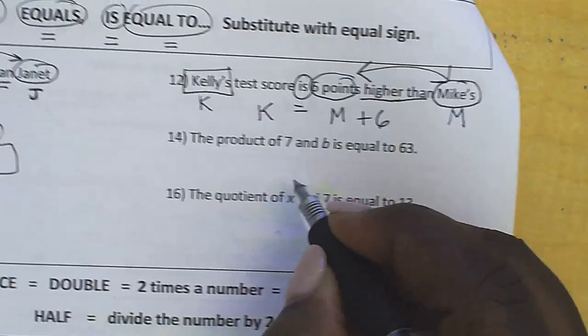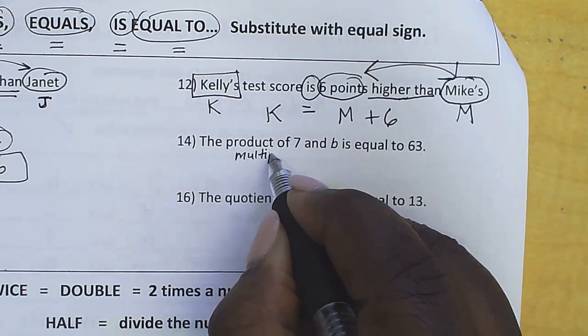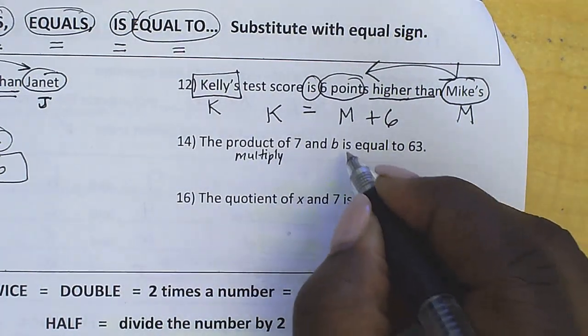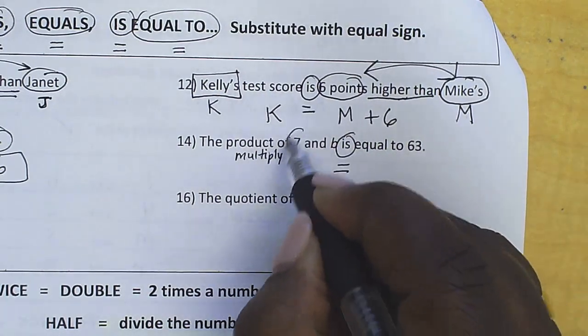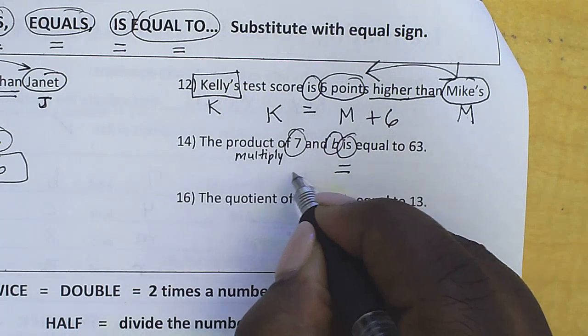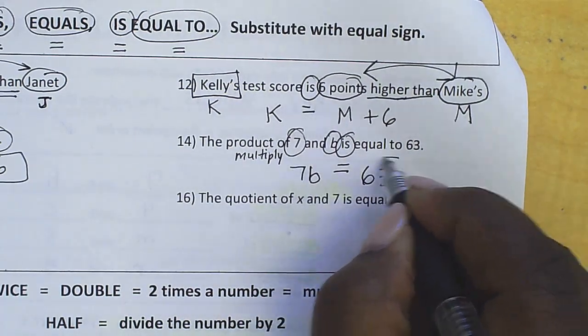Number 14, product. Product means to multiply. We know that from my previous slide. Is, we know that's equal to. So it says a product of 7 and B. So 7 times B is equal to 63.